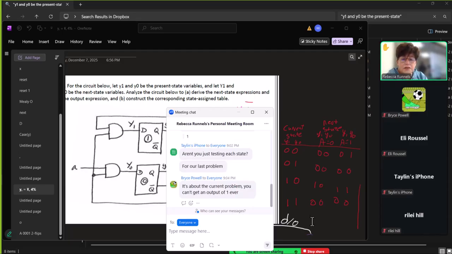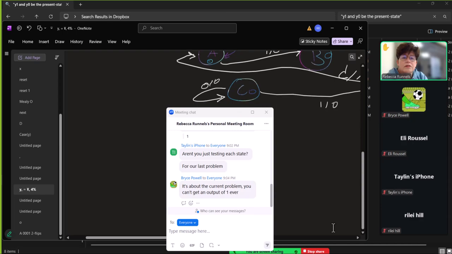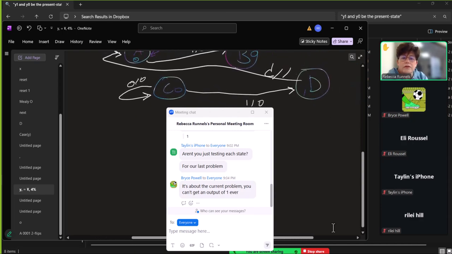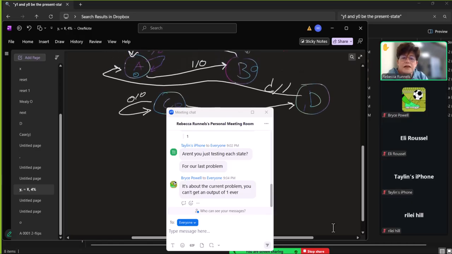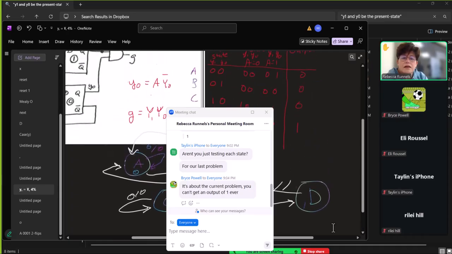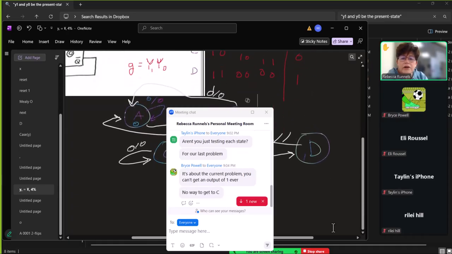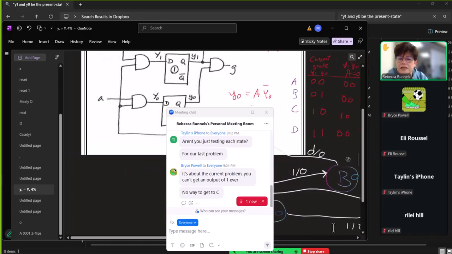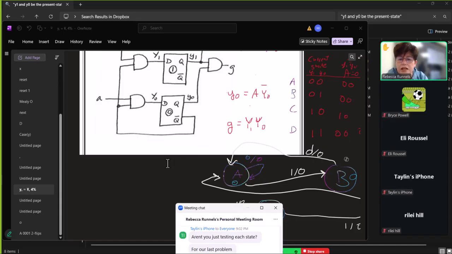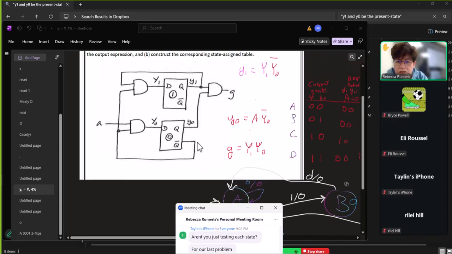Other questions? It's about the current, you can't get an output of 1 ever. Is that true? Why couldn't you get an output of 1 ever? Let's see. Because you can't get to D. 0, 0, 0, 1. No way to get to C. Let's see. 1. That is possible. I mean, that can happen. Let's see if that is true. Hold on, give me a second.